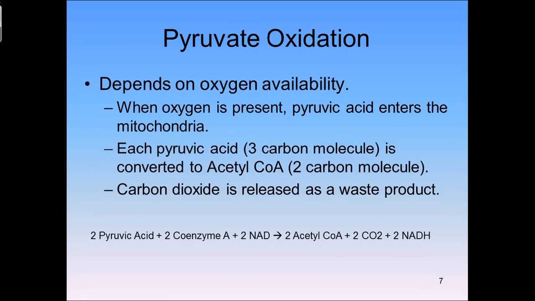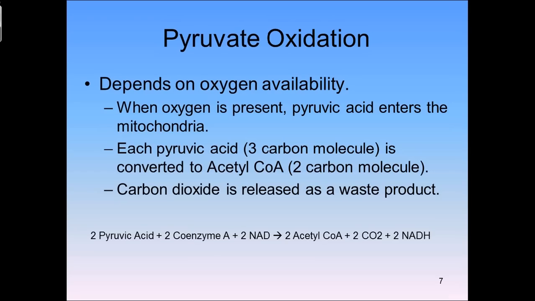The next step in cellular respiration is pyruvate oxidation. Oxygen must be present in order for this to happen. If there is no oxygen present, this step is changed to one we'll talk about later. When the oxygen is present, the pyruvate moves into the mitochondria, specifically to the inner membrane.